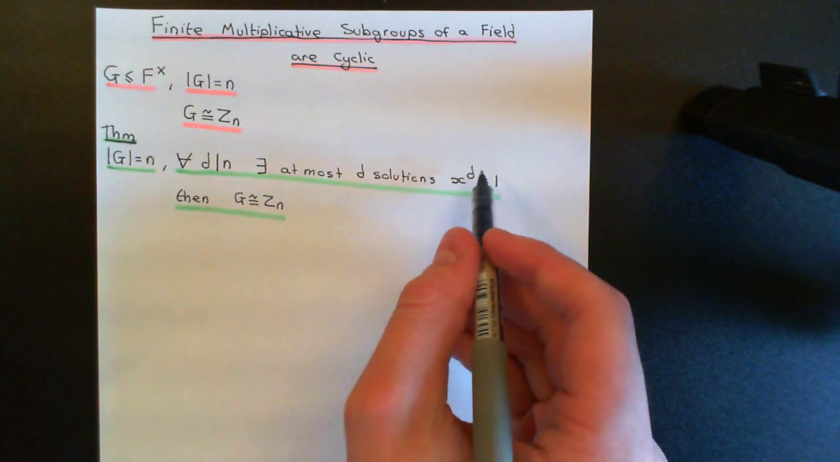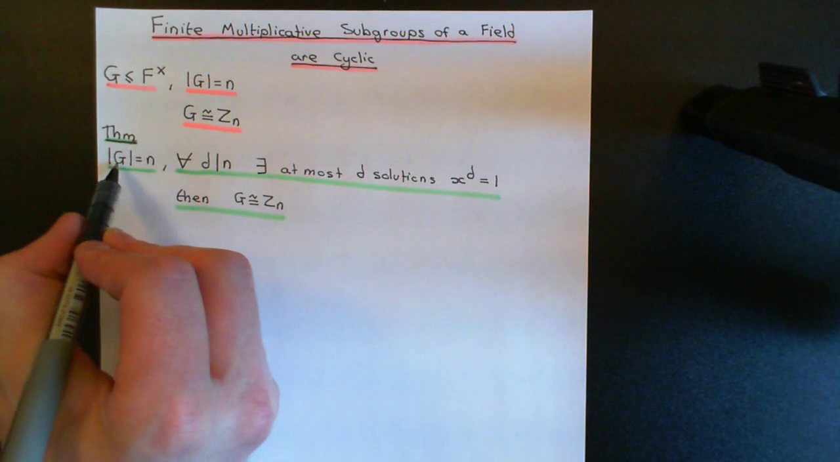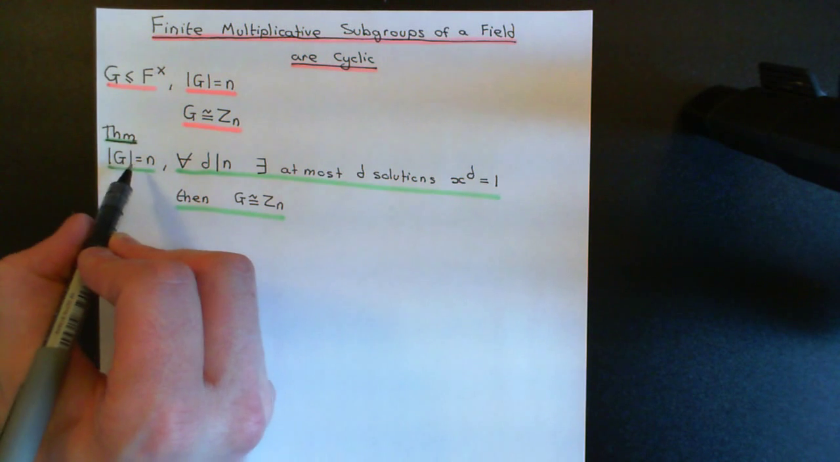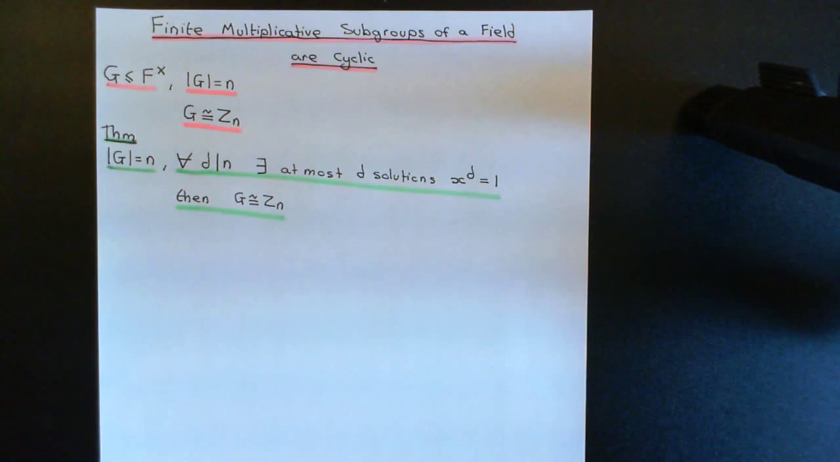You raise the element to the power of d and you get the identity element. So you go through your group, capital G, you go through each element, all n elements, you raise them to the power of d, and you ask, do you get the identity element? You collect together all of the ones where you do get that as an answer.